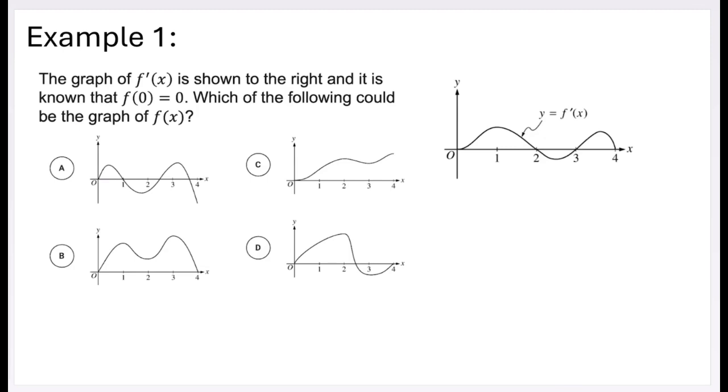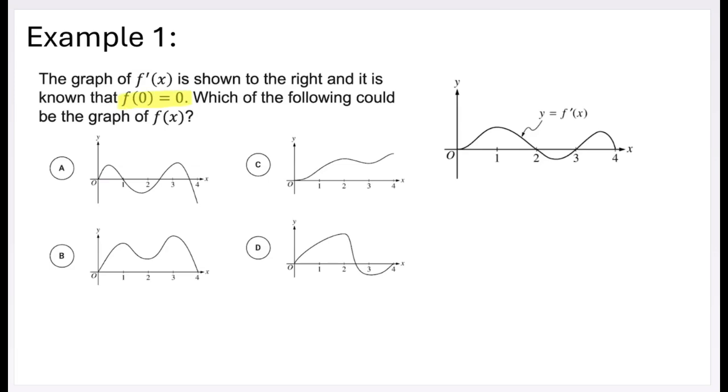So here we're going to go ahead and look at an example. The graph of the derivative is shown to the right, and it is known that f of 0 equals 0. So on the original graph, f of 0 is going to equal 0. We're trying to figure out which of the following could be the graph of the original function. All of the answer choices do have f of 0 equal to 0, so that's not going to rule any of them out for us.